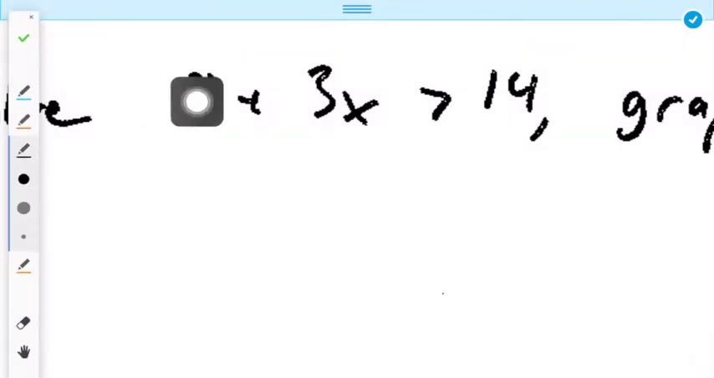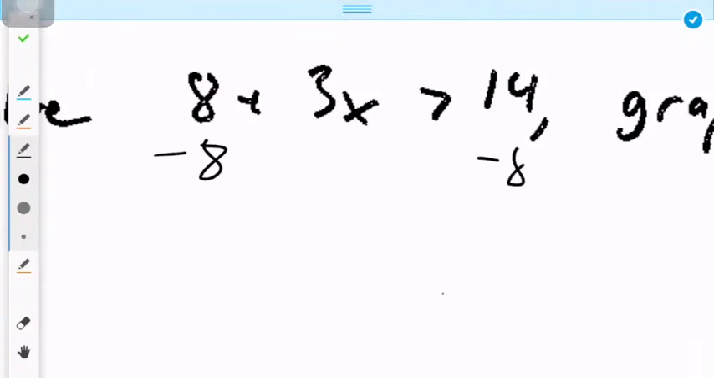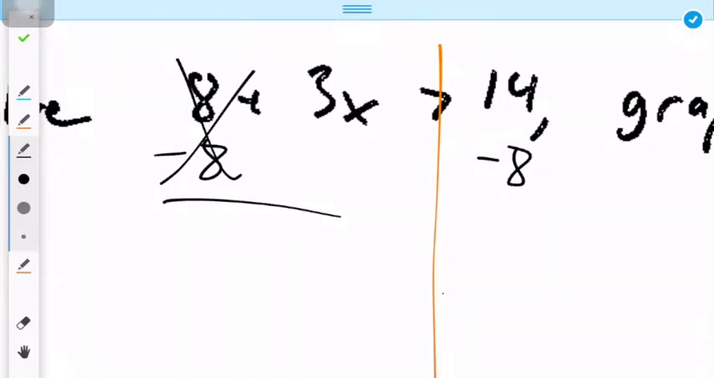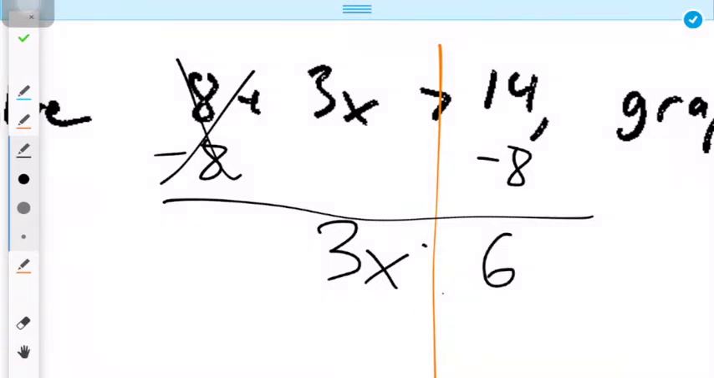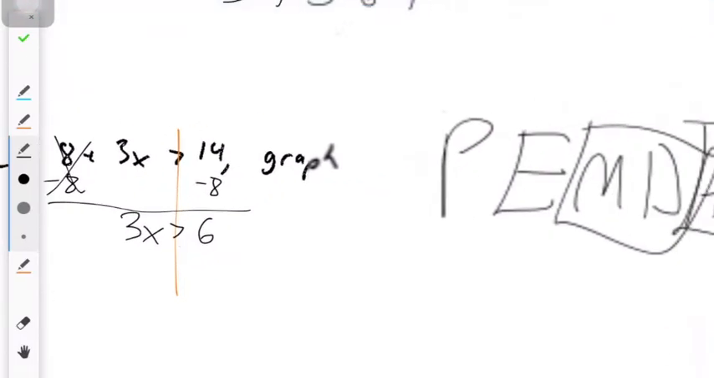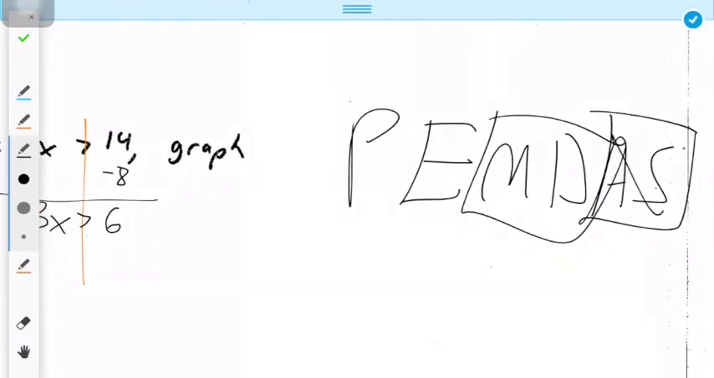But don't get concerned or confused, because this here, this is a positive 8, which really means I'm adding it. So I'm going to subtract 8 from both sides. Forgot to draw my line. So I undid that adding 8 by subtracting 8, and I'm left with just 3x. Over on the right-hand side, I have 14 minus 8, which is 6. And I bring down the inequality symbol. So I'm now done with this step here.